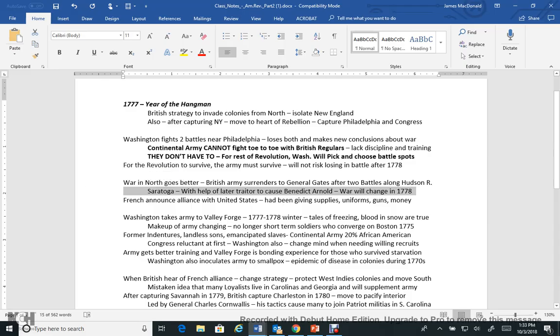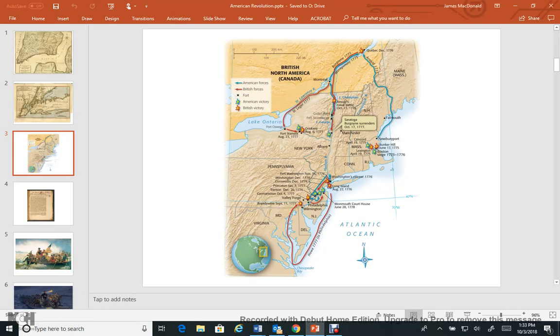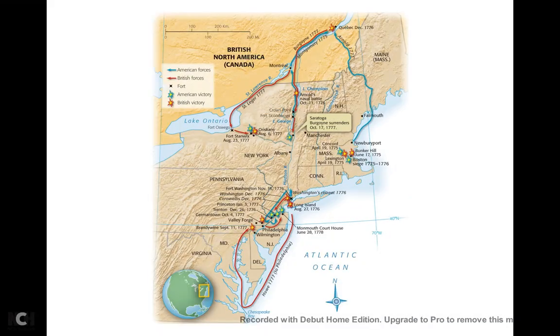The war, and this is why there is talk of replacing Washington. We'll go back to the map very quickly because this is important for the overall course of the American Revolution.